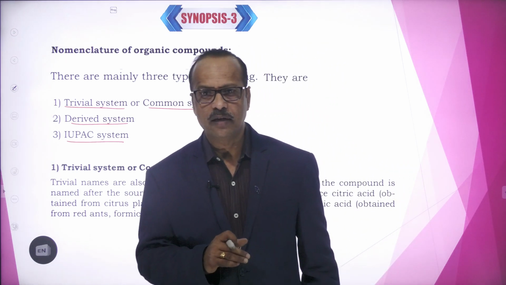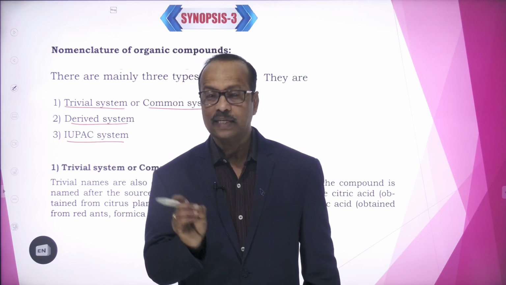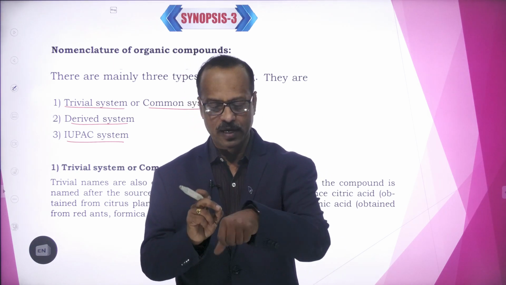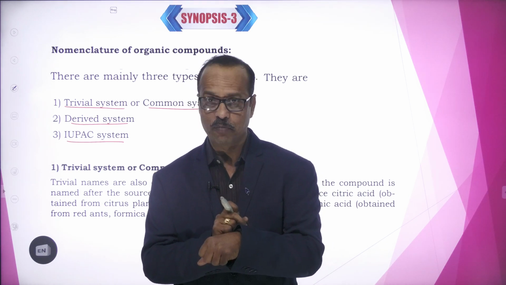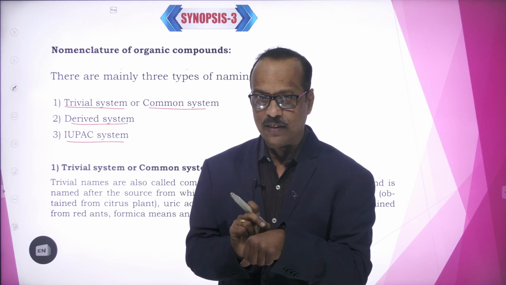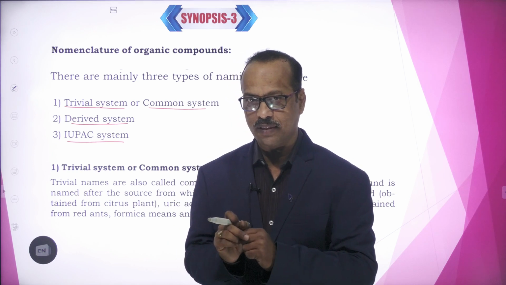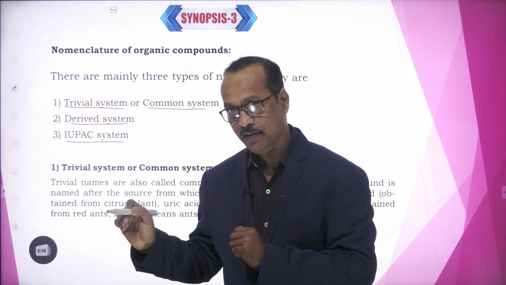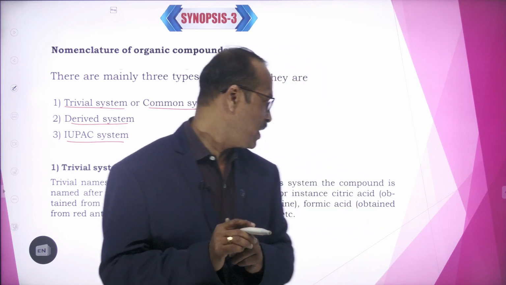Similarly, take formic acid, an acid which is present in the red ant. When a red ant stings or bites you, you feel a little pain. Why? Because it releases a certain acid in your body, and that acid causes pain. That acid is called formic acid. So the name formic acid is given based on the red ant.